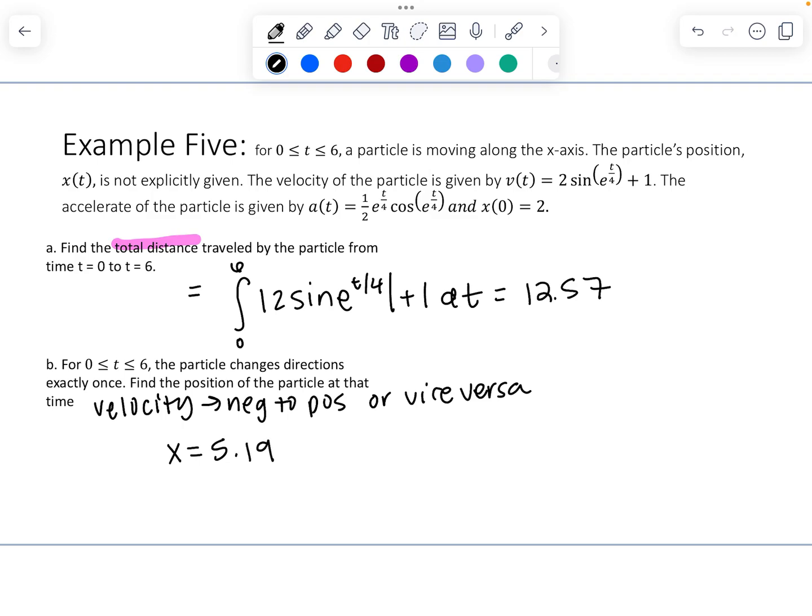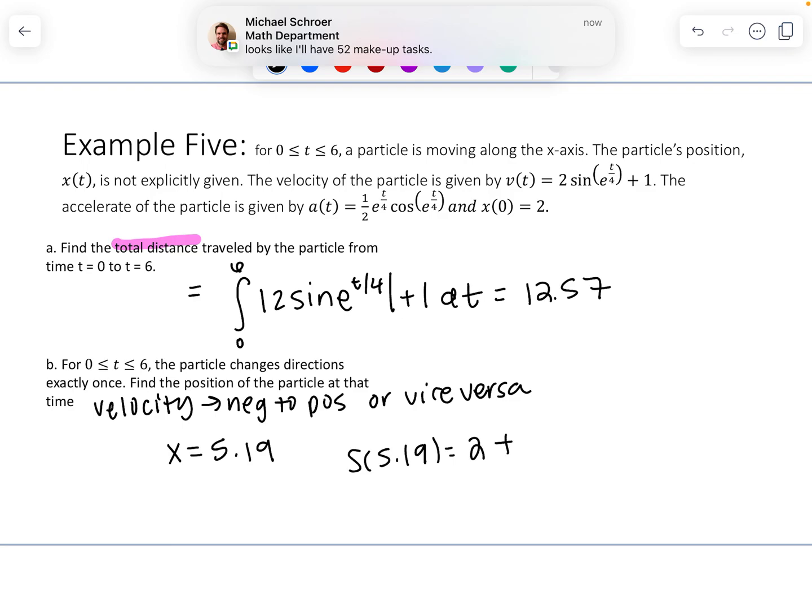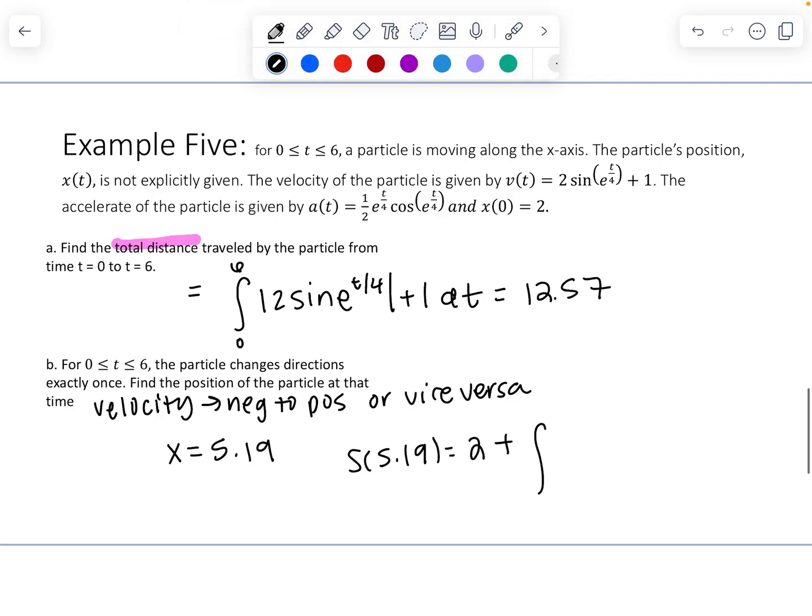And then it actually wants to find the position at that time. So to find the position at that time, we need to take into consideration its initial position, which is given to us right here. Its initial position is 2. And then from here over, I'll do 0 to 5.19, because that's how much it changes from 0 to 5.19. And then I'll just plug in the velocity function to figure out that net change. We need the net change because we're talking about how close it is from the start, essentially.